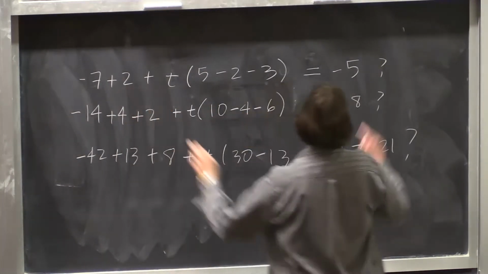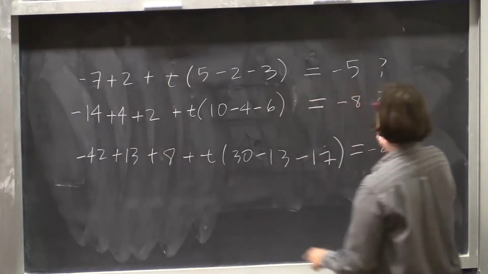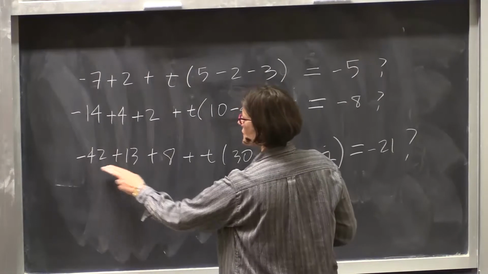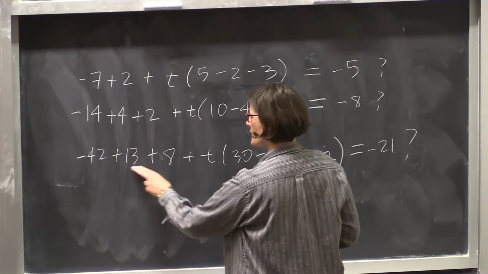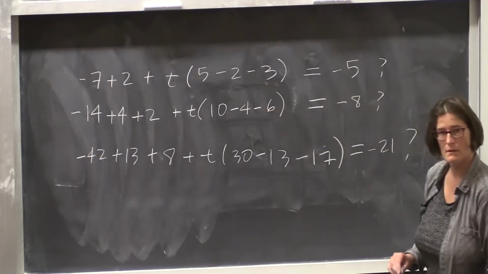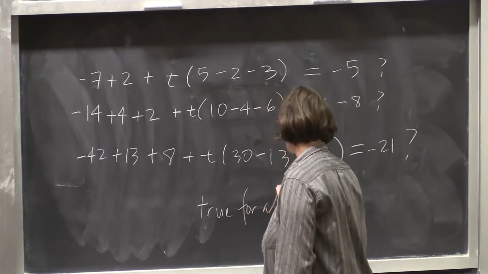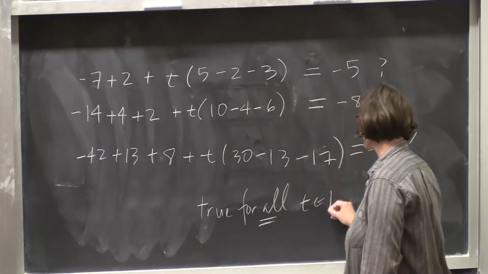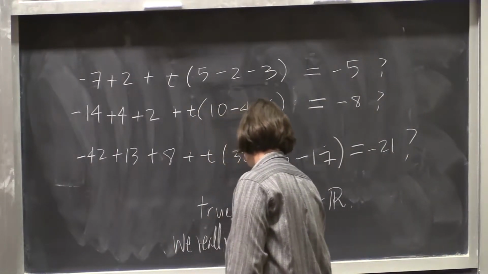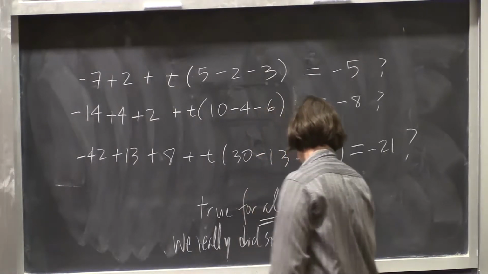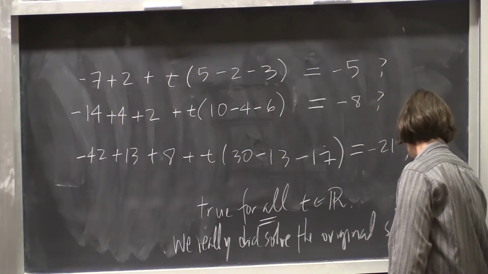Minus 7 plus 2 is minus 5. Minus 14 plus 4 is minus 10. Plus 2 is minus 8. Minus 42 plus 13 is minus 29. Plus 8 is minus 21. So this is true for all t in the real numbers. We really do have a solution. We really did solve the original system.